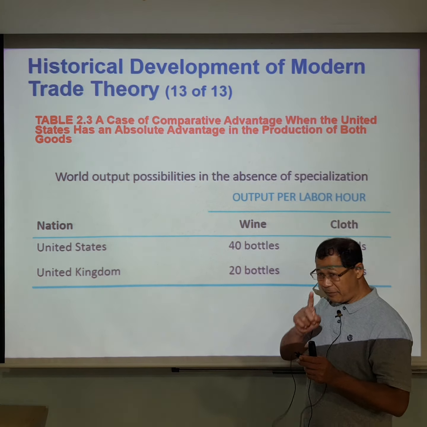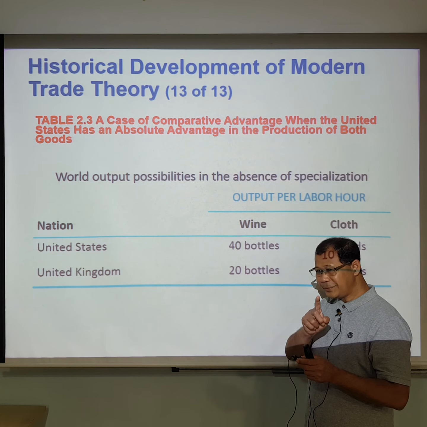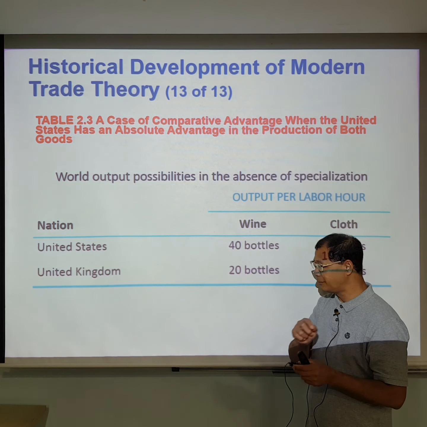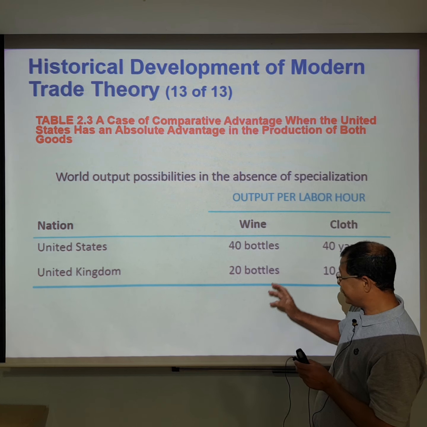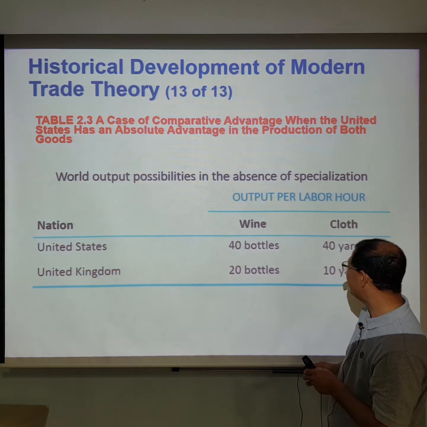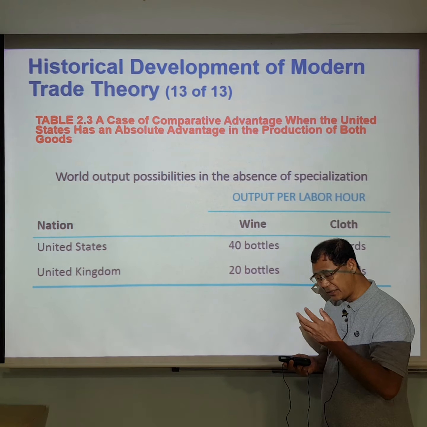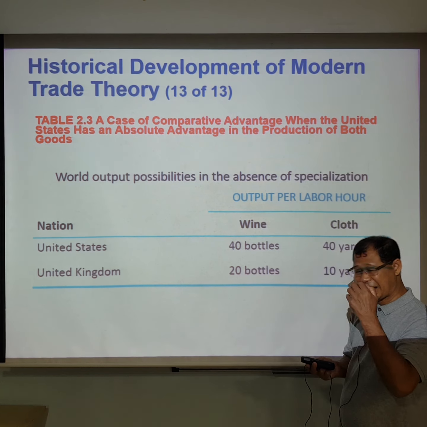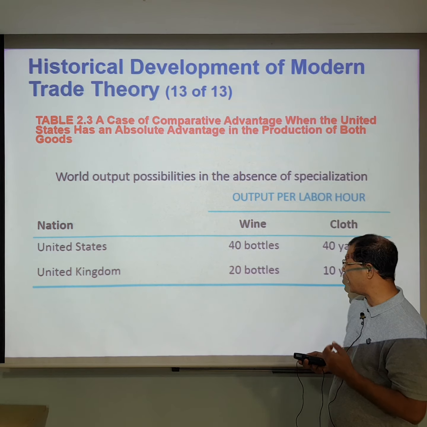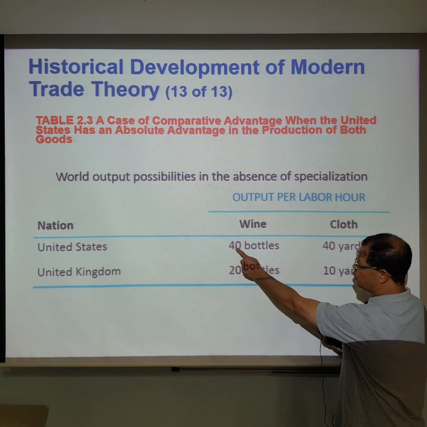But comes Ricardo: hey Smith, you're slightly wrong. I'm going to show you that trade is going to happen. How? Because it's not the absolute advantage that we're comparing. Here, it is the comparative advantage that we're looking at. So look at this.